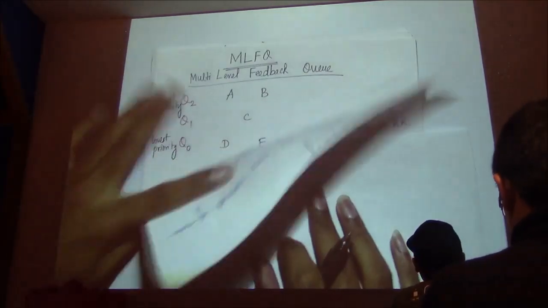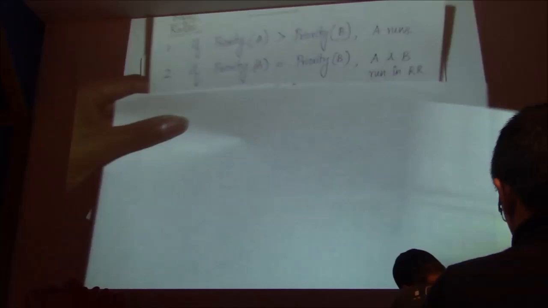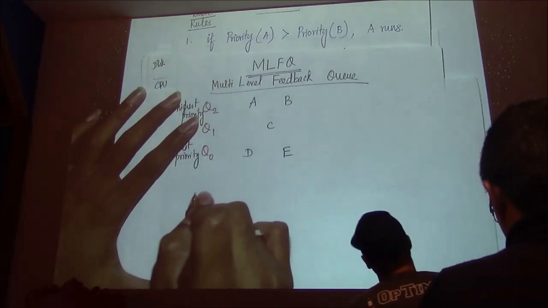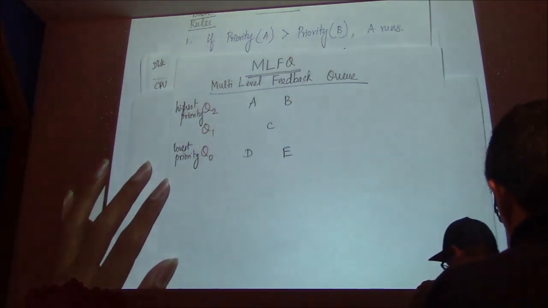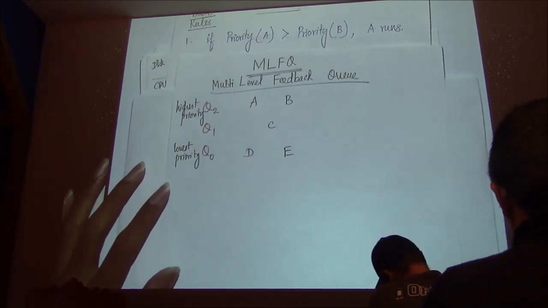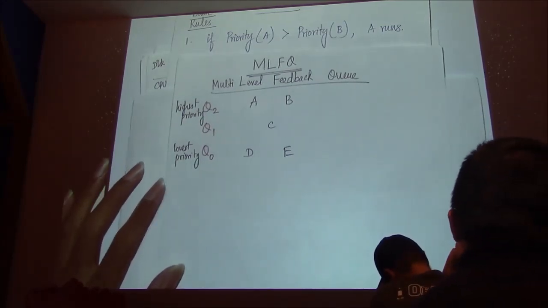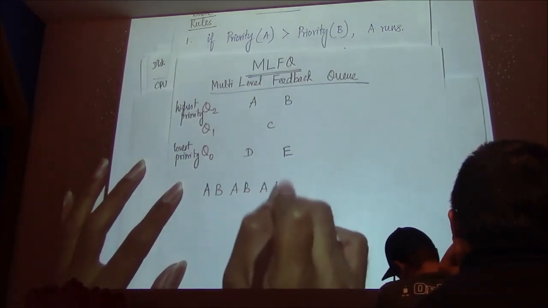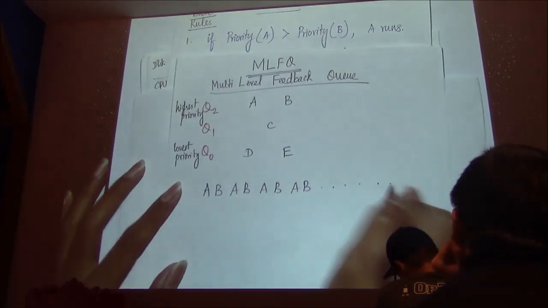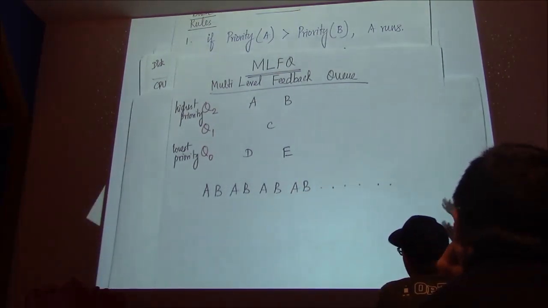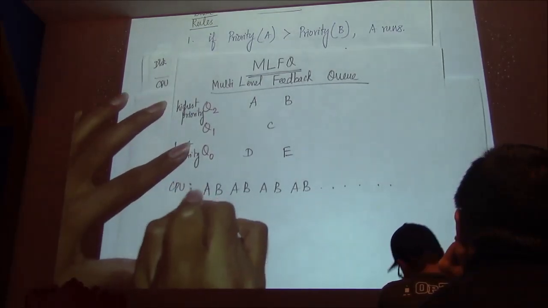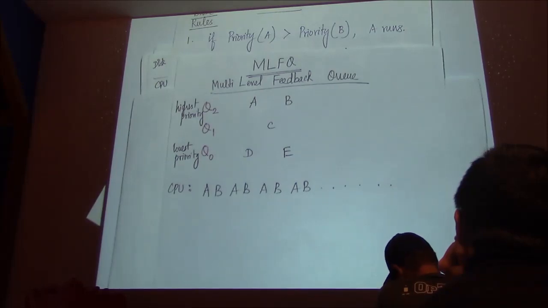So with these two rules, what is the schedule going to be like? Let's assume all jobs have some lengths that we really don't know. It is just going to be scheduled with those two rules. At least until A and B both complete, the schedule is just going to be A, B, A, B, A, B on the CPU. That just means the CPU is going to schedule these two jobs continuously until they are over.